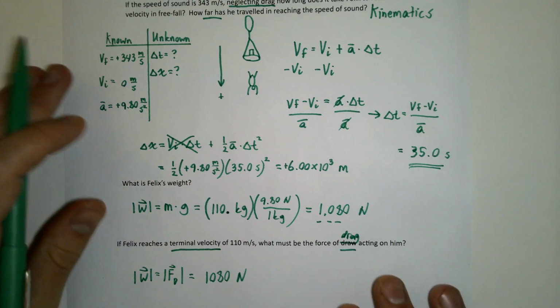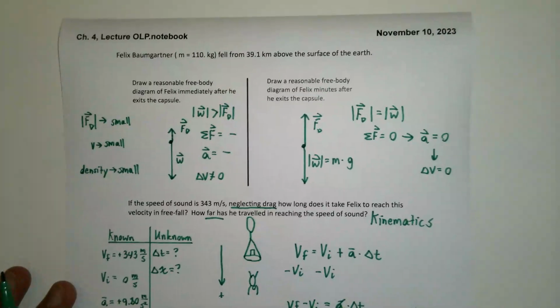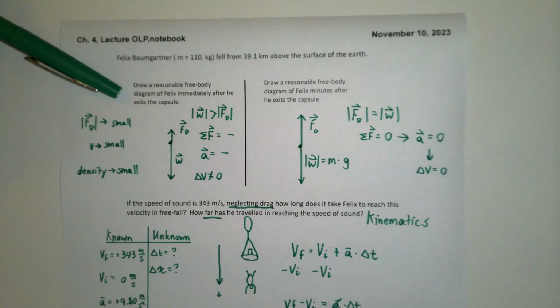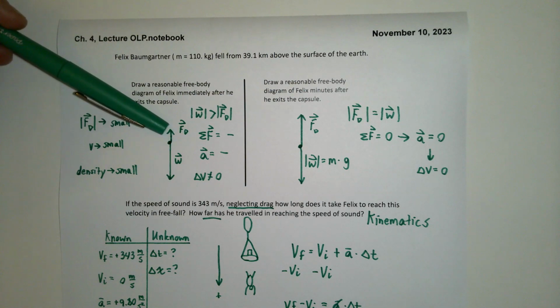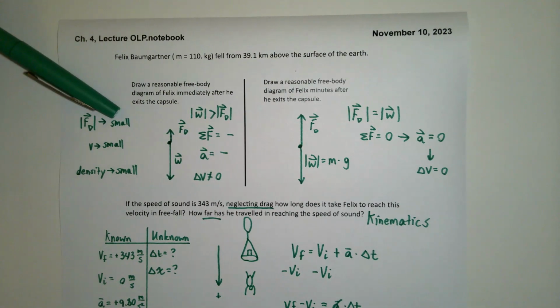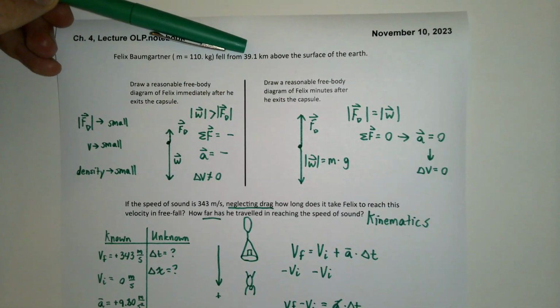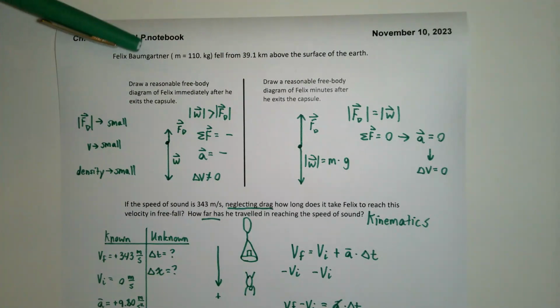We'll say one final word to overview everything we've done so far, to finish up section 4.2 for today. We have that Felix Baumgartner, who has a mass of 110 kilograms, fell from 39.1 kilometers above the surface of the Earth. Our free body diagram on the left here demonstrates that soon after he left the space capsule, though he had a force of gravity acting on him, the force of drag opposing his motion was very small because his velocity was small. It's also small because the density of air, 39.1 kilometers above the Earth, is very small. Both of these values affect how strong drag is.